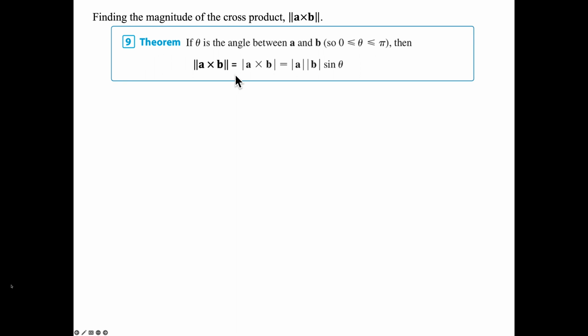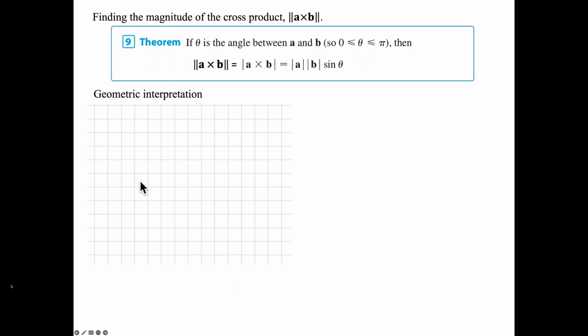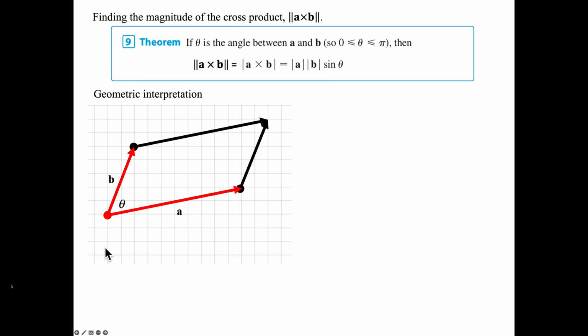So a geometric representation for this theorem is as follows. Here's vector A, here's vector B. Here's my theta between the two vectors. If I build my parallelogram and I create an orthogonal projection, that perpendicular line here, that's the height of my parallelogram.